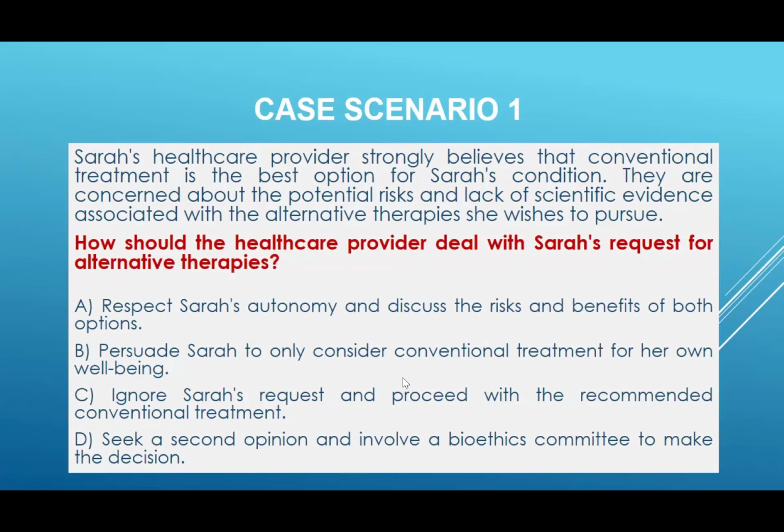D, someone answered D, seek a second opinion and involve a bioethics committee to make the decision. Okay. In this case, if she knows what the risks and the benefits are, and she wishes this type of treatment, we have to respect and honor her choice. So the correct answer here is to respect Sarah's autonomy and discuss the risks and the benefits with her.